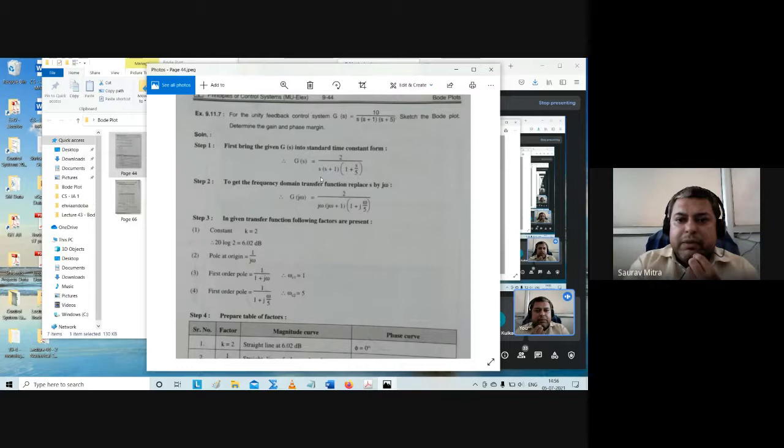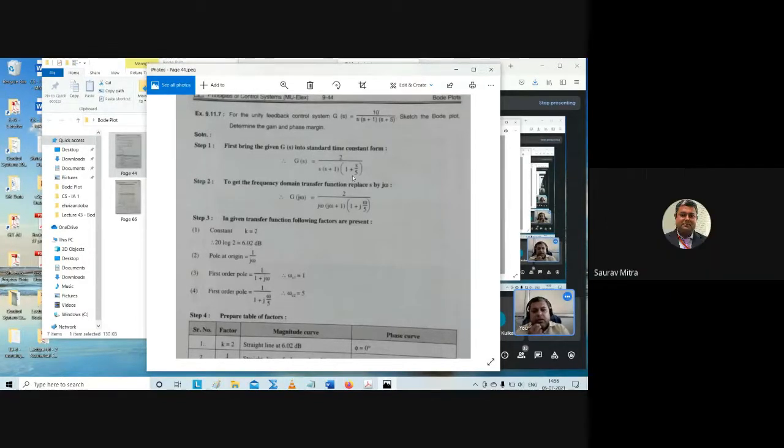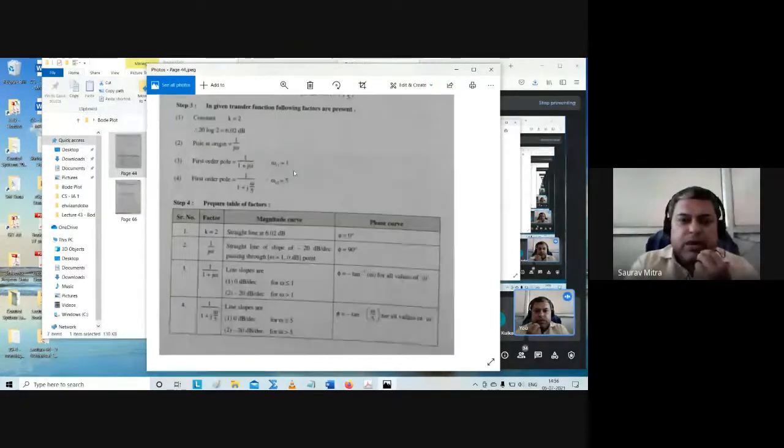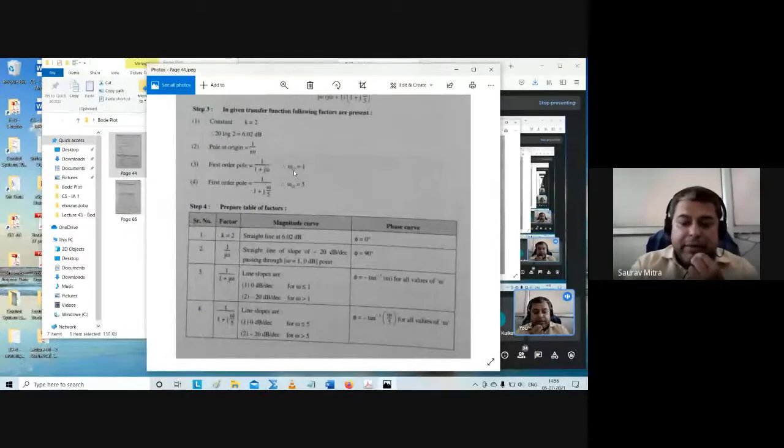Second plot will be 1 by s. We know what that plot is. Third plot will be 1 by (s plus 1), which will be a minus 20 dB per decade line starting from corner frequency 1. The next plot is also another minus 20 dB per decade line, but it will have a corner frequency of 5. Now I will show how to draw the amplitude plot table.